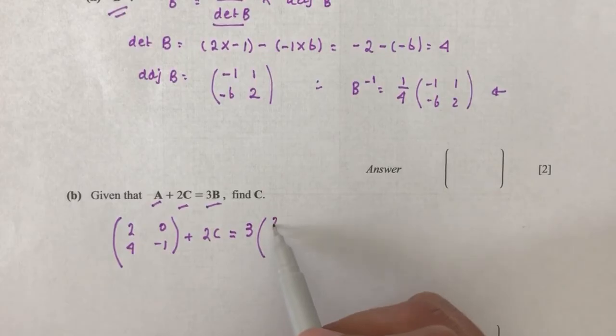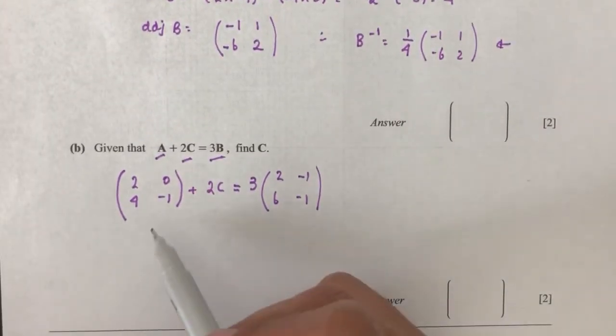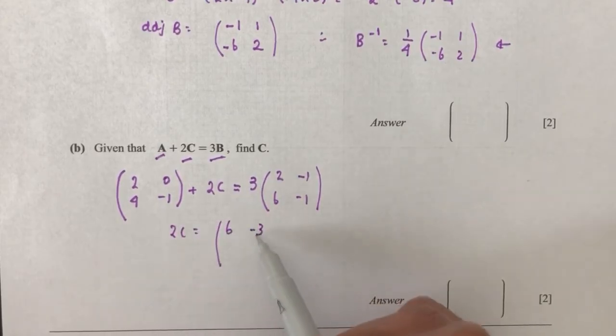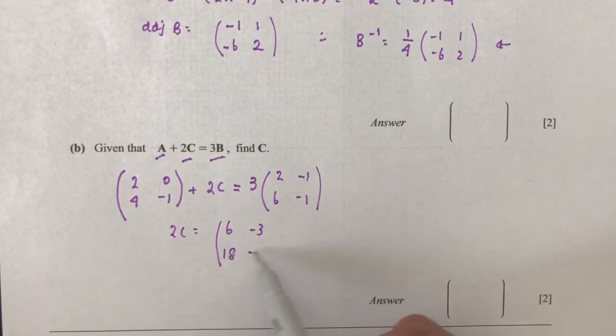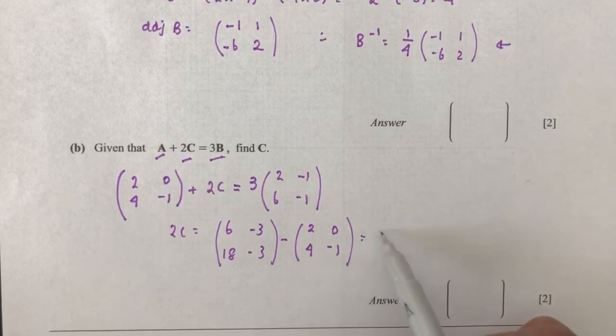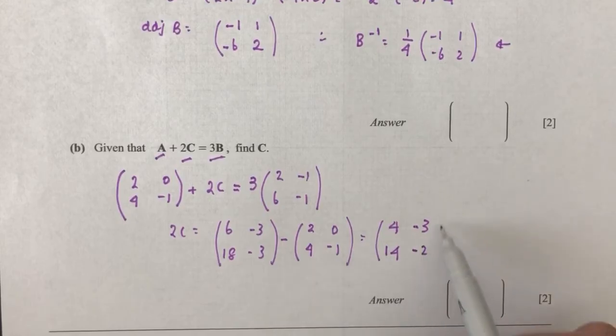B is given to us as 2, 6, minus 1, minus 1. So let's simplify. 2C will be equal to 6 minus 3, that will be 18 minus 3, minus this matrix 2, 4, 0, minus 1. So this will be 6 minus 2 will be 4, minus 3 minus 0 will be minus 3, 18 minus 4 will be 14, that will be minus 2.